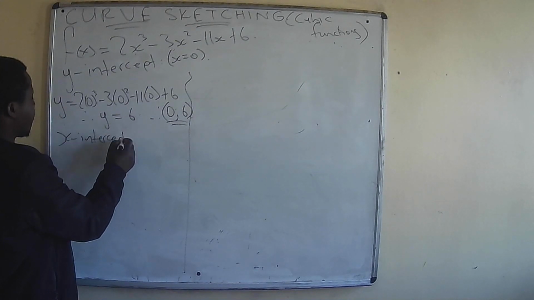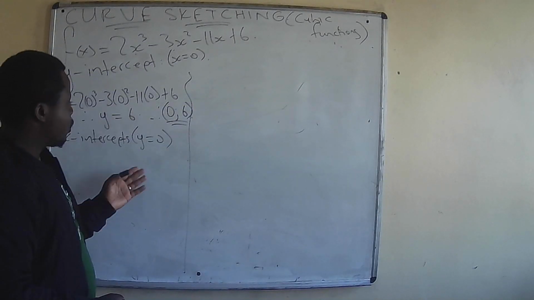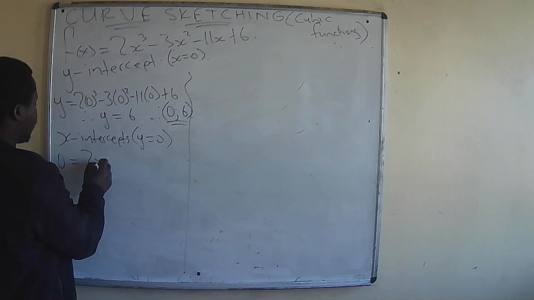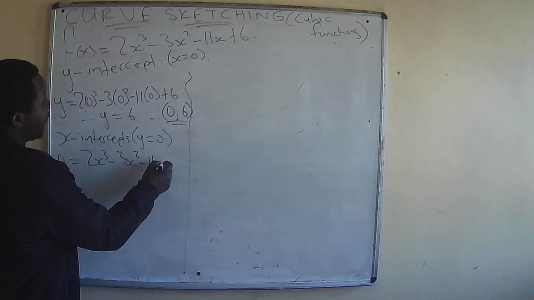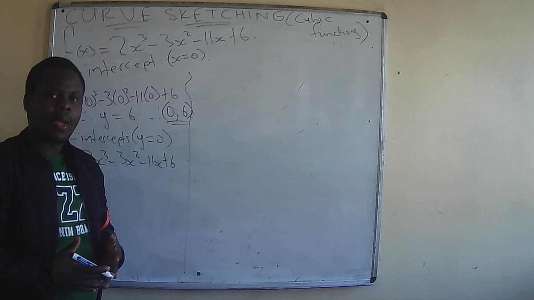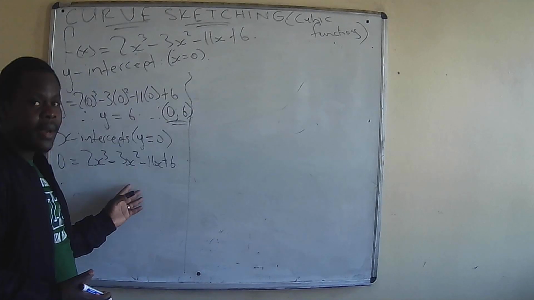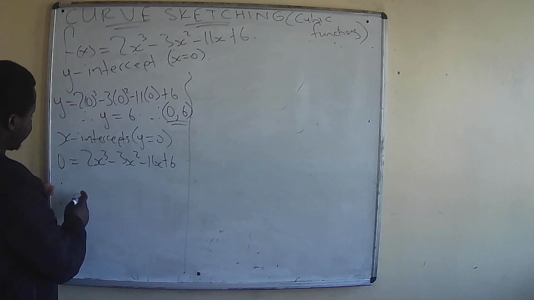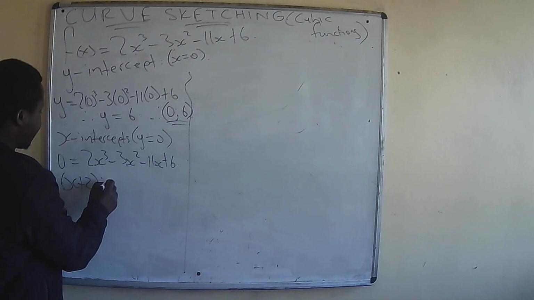For the x-intercept, we make y equal to 0, the opposite of this. So making y equal to 0 here, we are going to have 0 equal to 2x cubed minus 3x squared minus 11x plus 6. So if you are given, let's say, one of the factors or one of the x-intercepts in this case, let's say you are given x plus 2 being a factor.